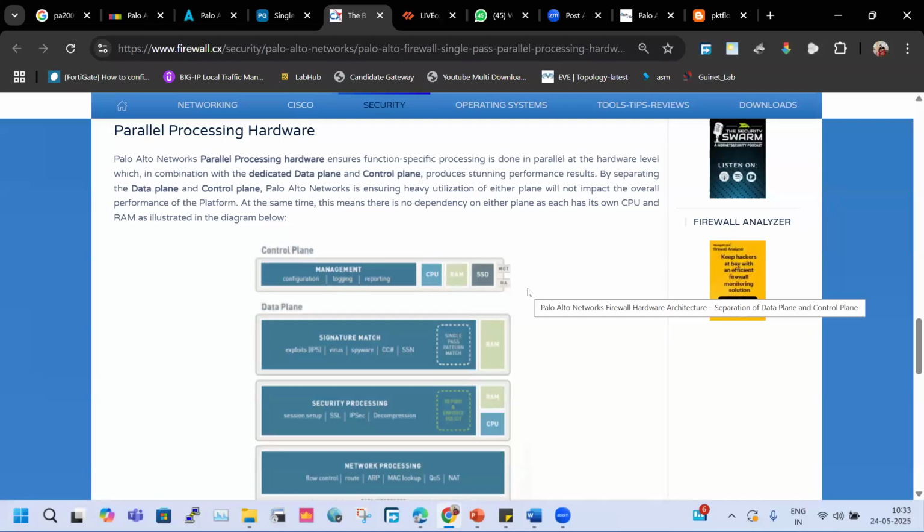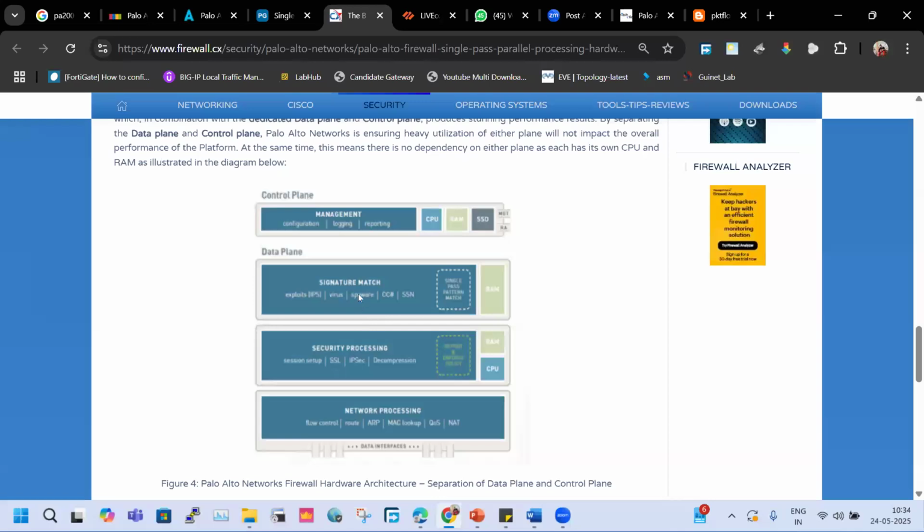In case of our Palo Alto firewall, it has a separate, dedicated control plane as well as data plane. The control plane contains management traffic to the device, and it has a dedicated CPU, dedicated RAM, and dedicated hardware. The data plane is further divided into three parts: signature match, security processing, and network processing. Each part has dedicated RAM and CPUs.